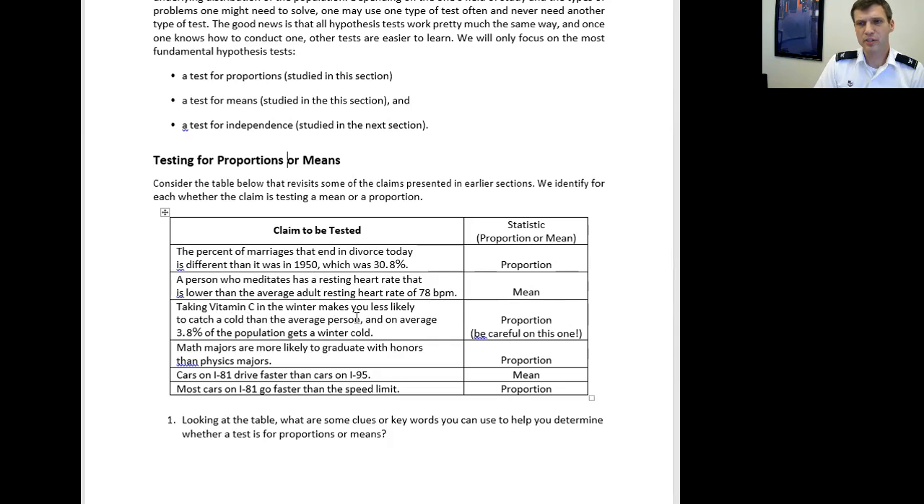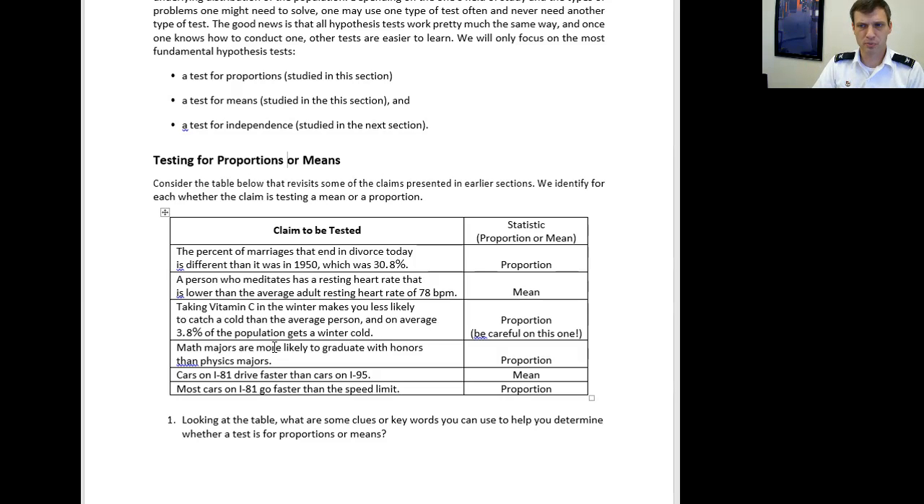Taking vitamin C in the winter makes you less likely to catch a cold than the average person, and on average, 3.8% of the population gets a winter cold. So that one's kind of tricky, but we are comparing proportions. The proportion who takes vitamin C and gets a cold, and the proportion who doesn't take vitamin C and gets a cold, although we've used the average a couple times in there.